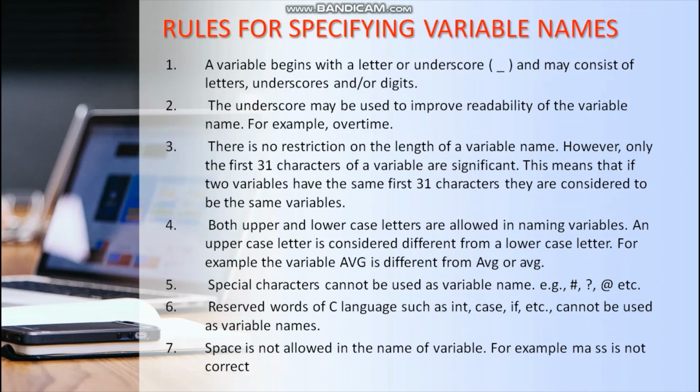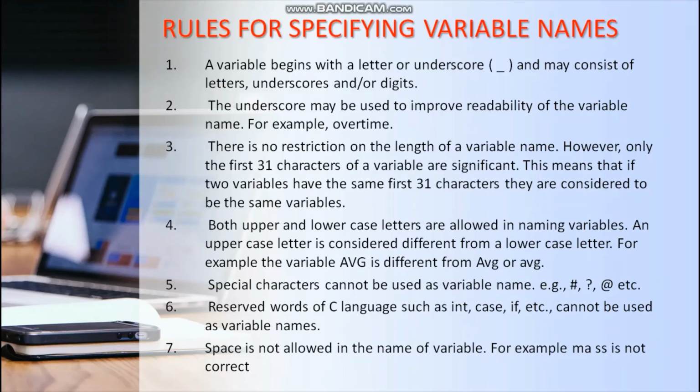And the last one: space is not allowed in the name of a variable. For example, if you want to write marks of student, you can't use spaces. Instead of a space, you can use the underscore, but a blank space is not allowed in a variable name.